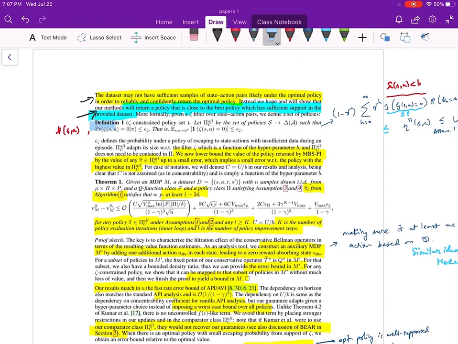The constraint policy set, pi all c. I think they are missing the "for all state and action pairs" condition here. So this filter function for a pair SA is 0 given pi is bounded.